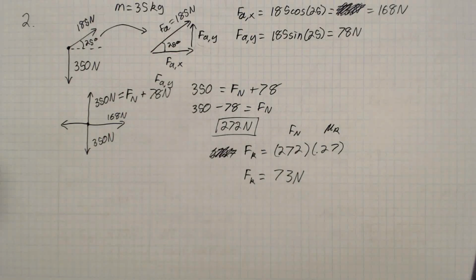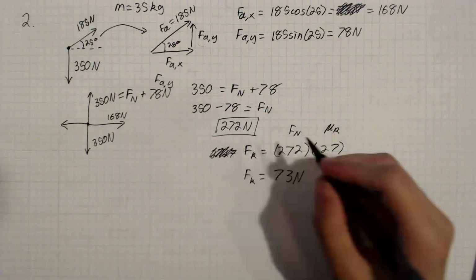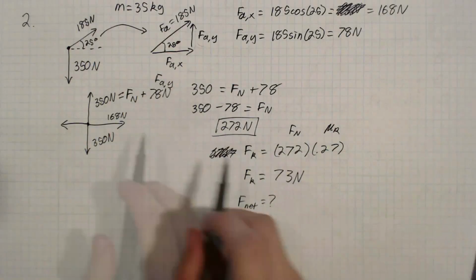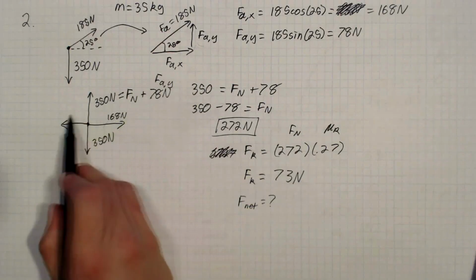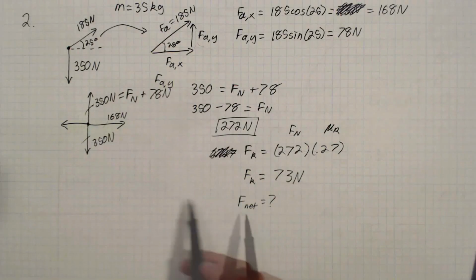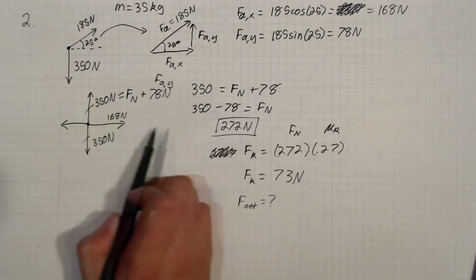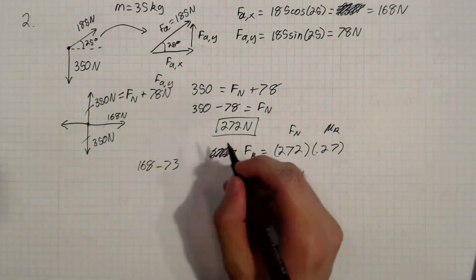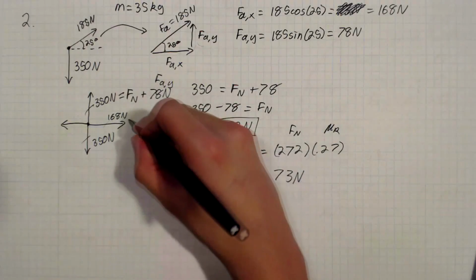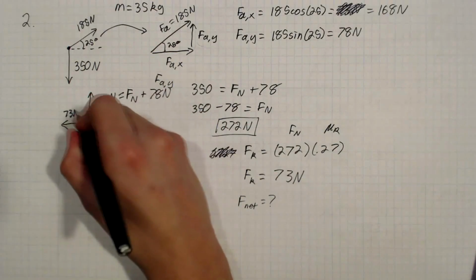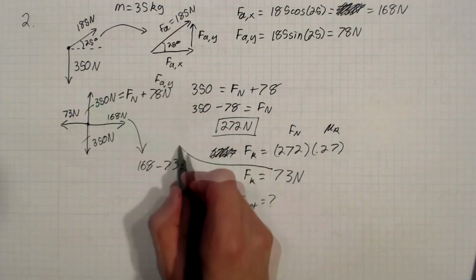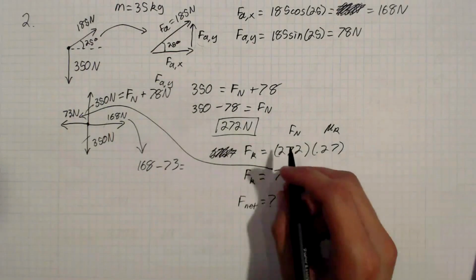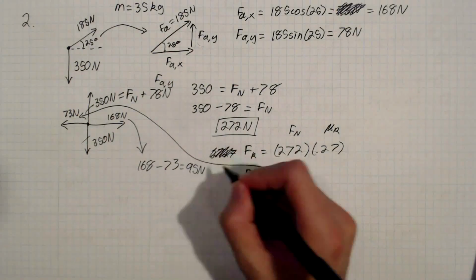So now, for the final part of the problem, to find the actual acceleration of the box, we need to find our net force. To find that, we take our forward moving force minus our backwards moving force, because the upward force and the downward force already balance out. So all we're dealing with is the forward force and the backward force. So we're going to take 168 minus 73. So that's this force minus this force. And that's going to give us 95 newtons, which is our net force.